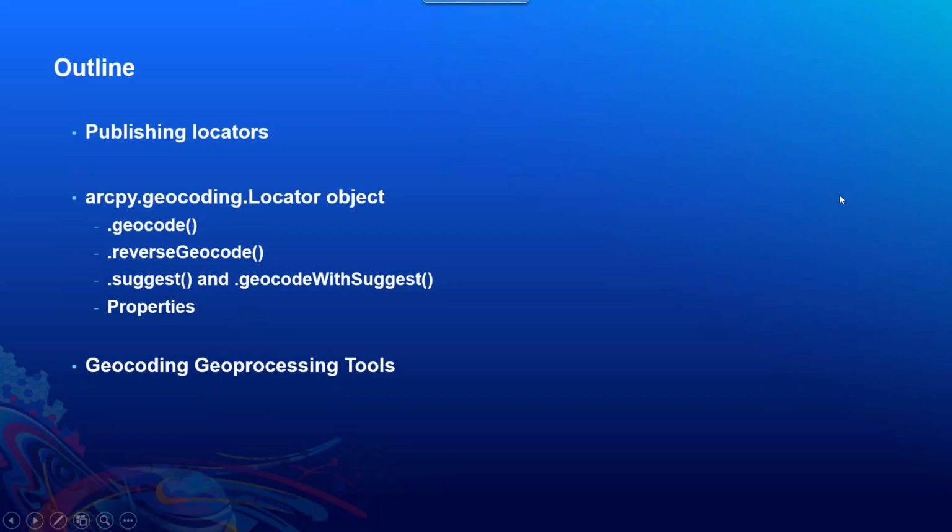So a quick overview of what we're covering today. First, we'll talk a little bit about publishing locators in Python. Then we'll talk a little bit about the ArcPy.geocoding.locator object. Now, this locator object supports a bunch of different operations, including geocode, reverse geocode, suggest, and geocode with suggest, so autocomplete functionality, and then properties as well. So that's properties of a locator, getting the properties, setting the properties, stuff like that. And then finally, we'll talk a little bit about automating your geoprocessing workflows in Python as well.